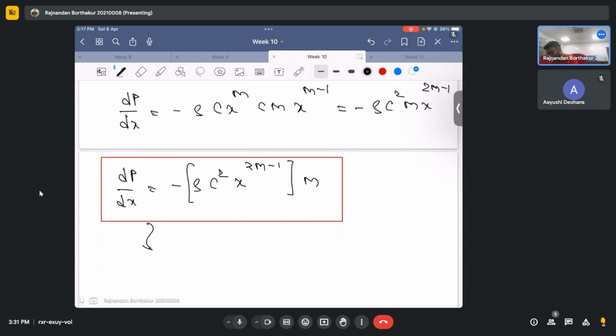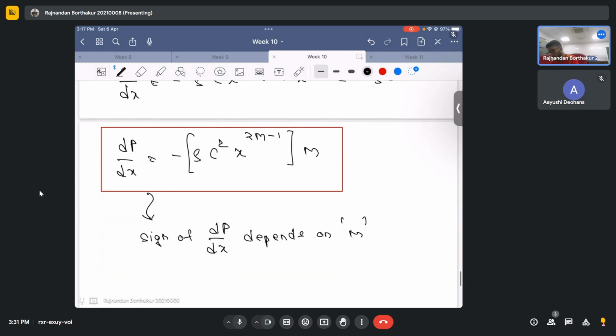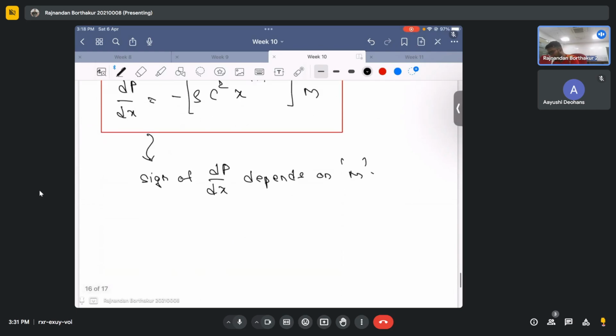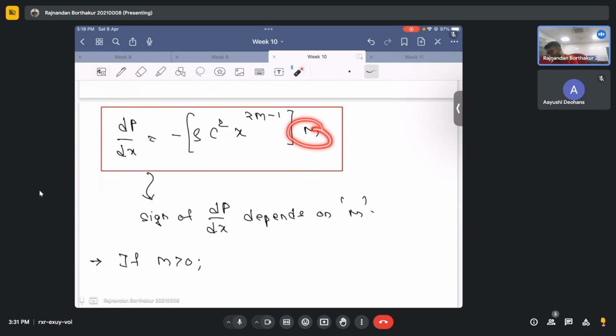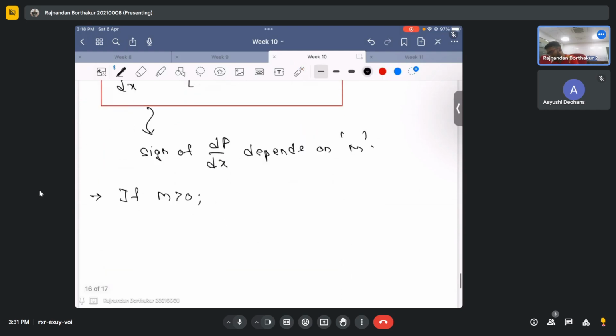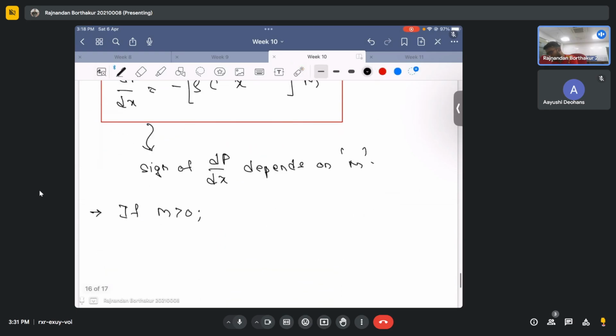This means that the sign of dp dx, that is the pressure gradient, depends on m. So if we have a closure loop, which also means that if m is greater than 0, this means what? If m is greater than 0, dp dx would be of negative sign. This is obvious because this term is positive and this is greater than 0, which means dp dx would be of negative sign.